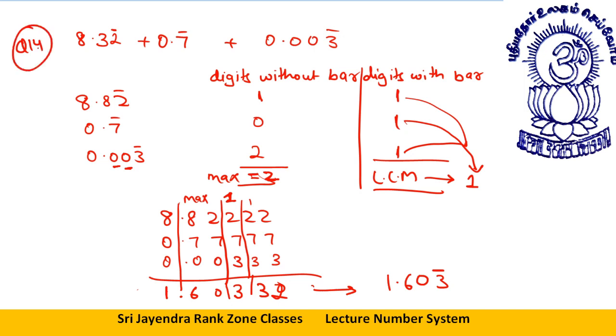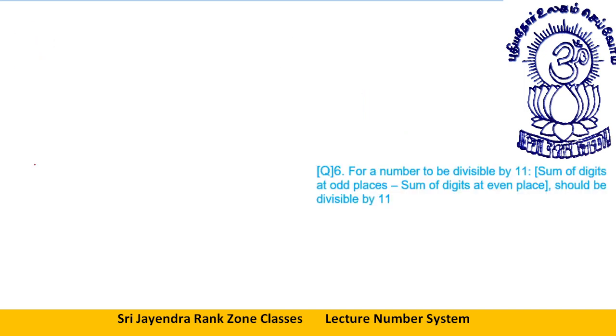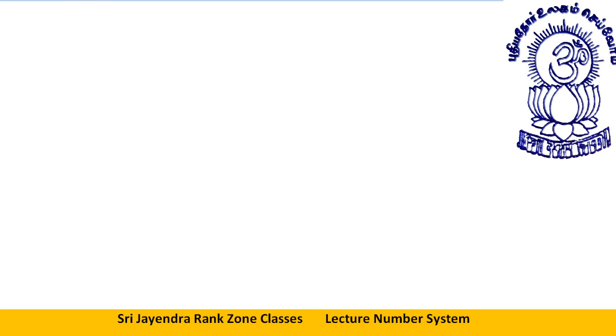Okay, let me show you one more similar question. Suppose I say 0.3527 bar plus 0.1222. Suppose I need to solve this. How will I do it?